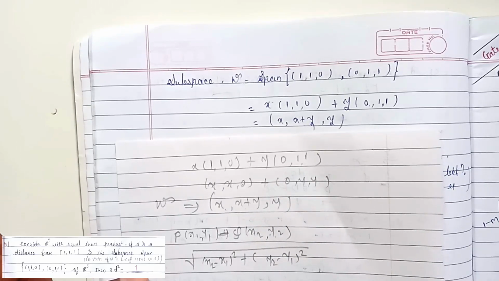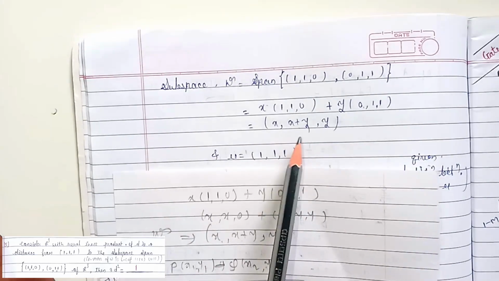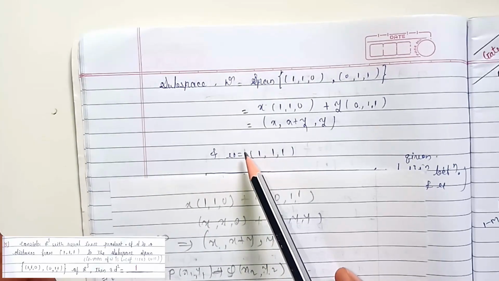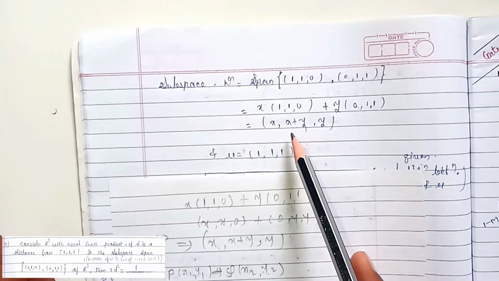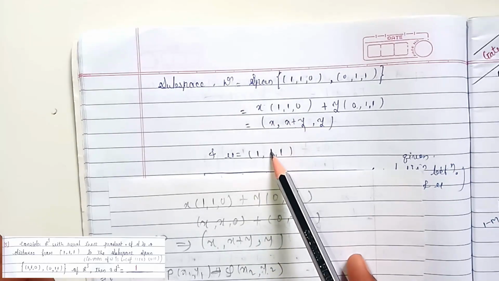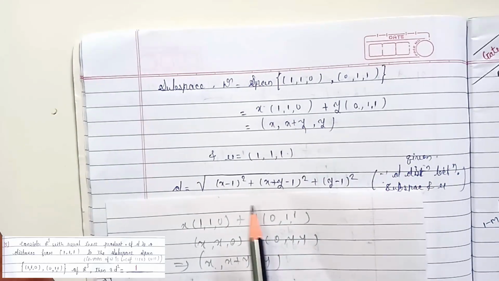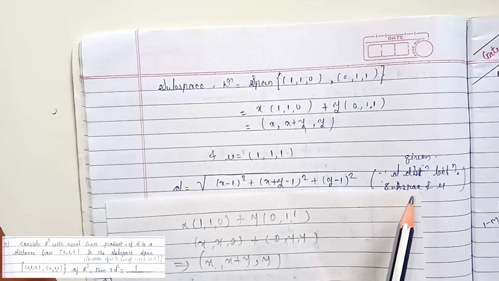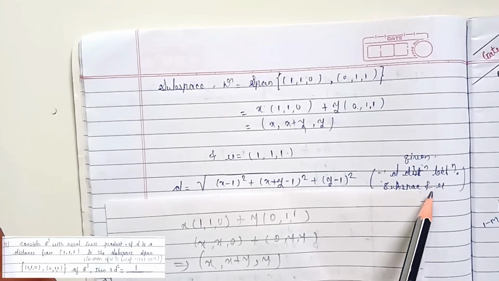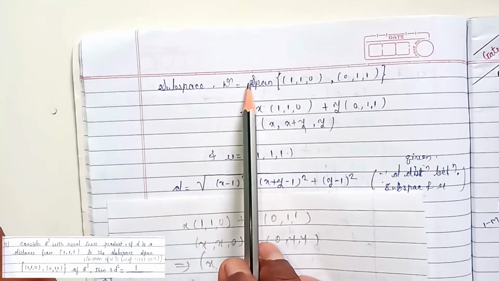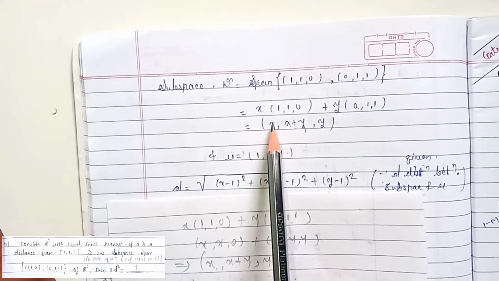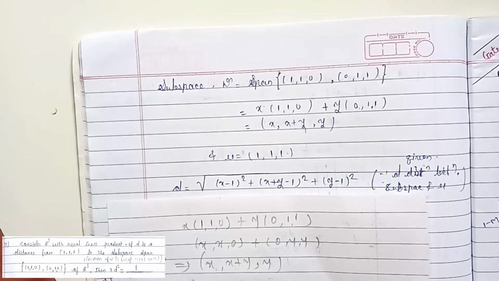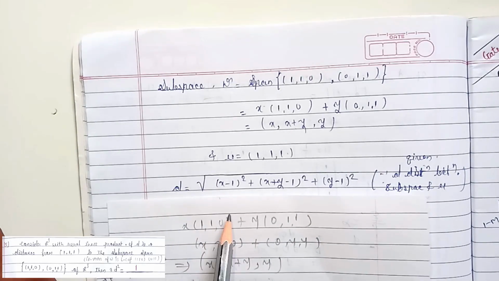Similarly, you may apply it for three coordinates, as we have the vectors (x, x+y, y) and (1,1,1). For finding the distance, we write the square root of (x minus 1) squared plus (x plus y minus 1) squared plus (y minus 1) squared. Here d is the distance between the subspace W and u, and the subspace W is a spanning set here. So I got the value for d.